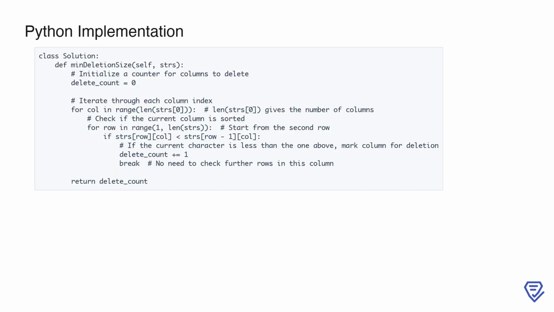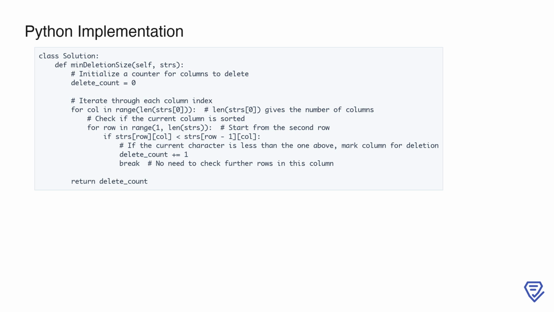This Python implementation addresses LeetCode problem number 944, Delete Columns to Make Sorted, by identifying the number of columns that are not sorted lexicographically. The function min_deletion_size takes a list of strings, strs, as input, where each string represents a row in a table. The goal is to count how many columns need to be deleted to ensure all remaining columns are sorted.